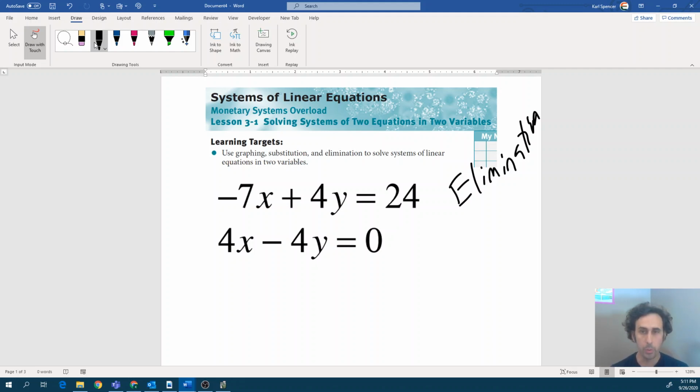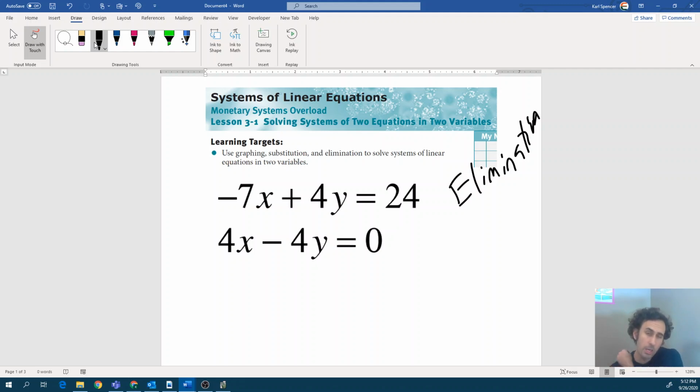So here we go. We have an equation on our screen. Negative 7x plus 4y equals 24, and 4x minus 4y equals 0. Now, unlike some problems, I wouldn't really look to using graphing. Graphing wouldn't work. We could do substitution. We could try to get a variable by itself. But a setting like this really sets itself up for elimination.